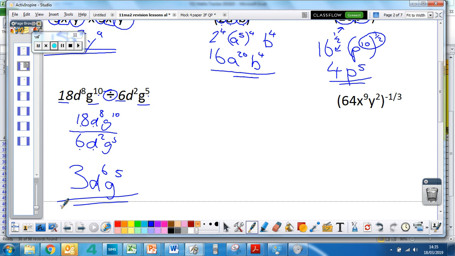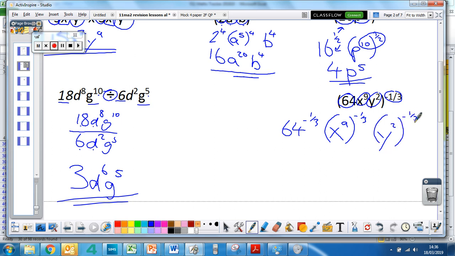And then finally, 64, x to the 9, y to the 2, all to the negative 1/3. Remember, this power, negative 1/3, is operating on the 64, and on the x to the 9, and on the y squared. It's operating on all three separate parts in the bracket. So we can write it out on each of the three separate parts. It's 64 to the minus 1/3. It's x to the 9 to the minus 1/3. And it's y squared to the minus 1/3. That would get you a mark in a foundation exam paper for writing that.